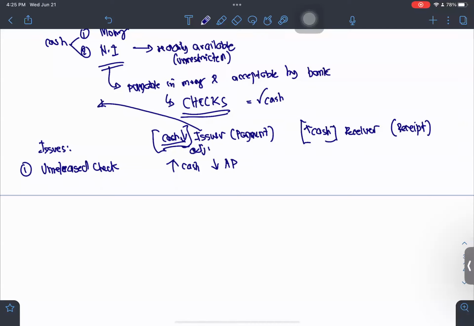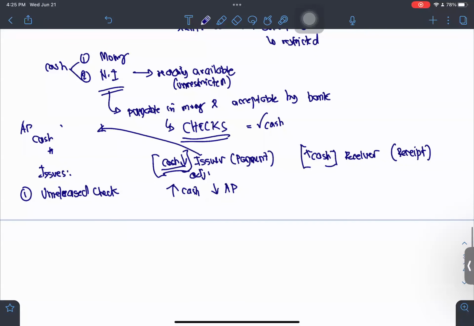Take note, as a rule, the entry whenever you issue or you have a payment in the form of check, the main entry is a debit to AP and a credit to cash. That's why it decreases cash. Now you have an unreleased check. Initially, at the point you have the check, you entered AP and cash. However, as we said, you did not release it. Therefore, there is no movement of your cash. So you increase your cash and you decrease your AP.